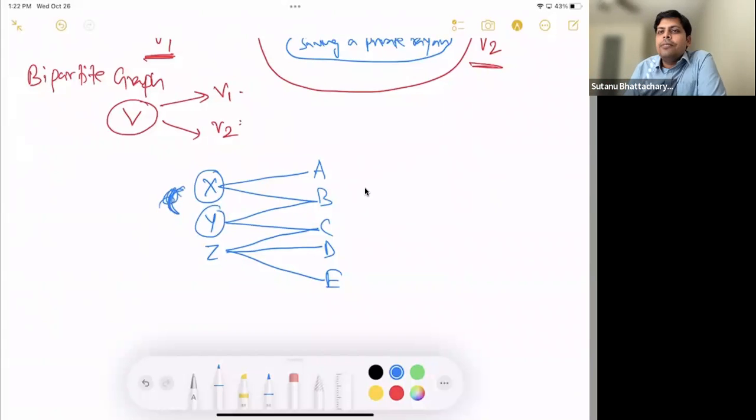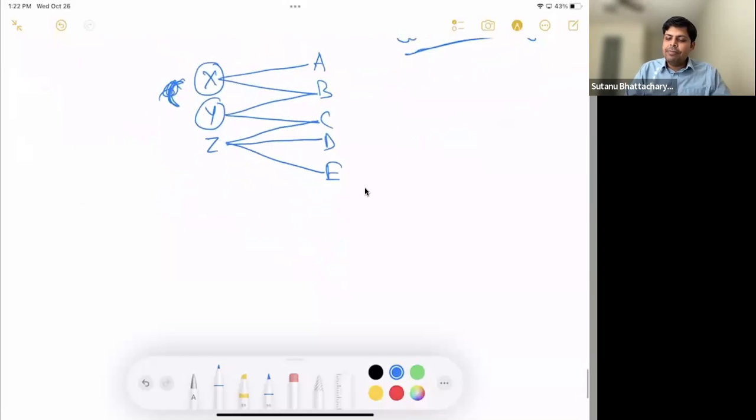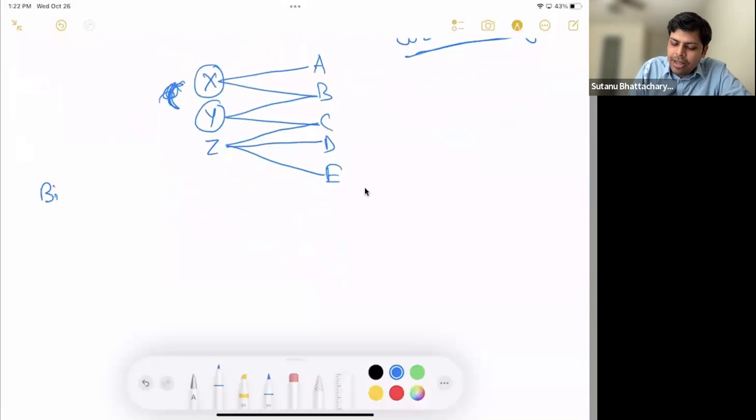But there should be one edge from one faculty to some subject or courses. So this is an example of a bipartite graph. Job scheduling is one area. If you have taken an operating system course, job scheduling is one area where a bipartite graph has major application, in addition to many other applications too. So let's briefly discuss the bipartite graph. I hope you have got the basic concept of the bipartite graph and its importance.